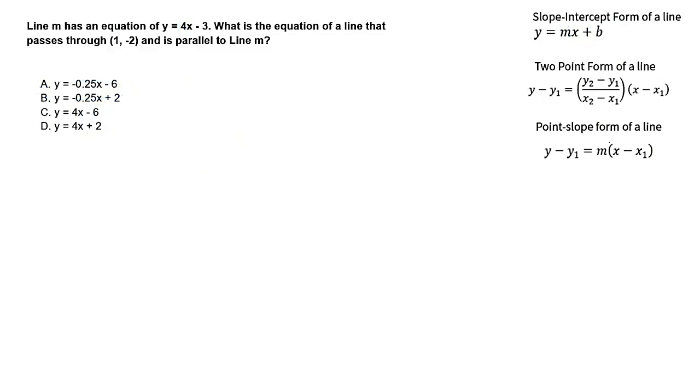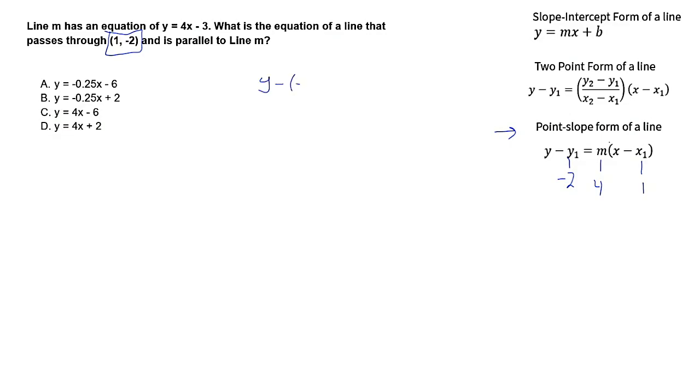So let's review our different equations here for the forms of a line. It seems to me this point slope form of a line could really help us out because we have M, we know that's 4, and then we're given a point that the line we're looking for has to pass through. So our y1 here is -2 and our x1 is 1. So with that information, let's substitute in what we have and see if we can solve and find our y-intercept.